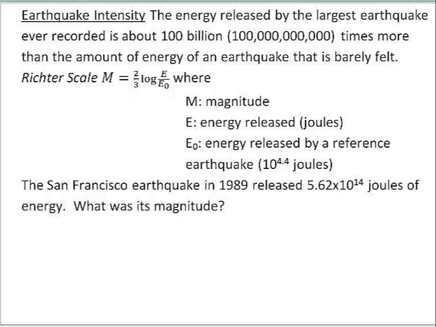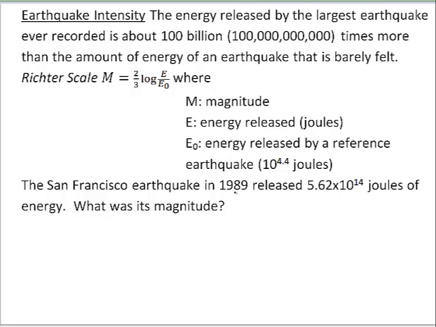The energy released by the largest earthquake ever recorded is about 100 billion times more than the amount of energy of an earthquake that is barely felt. Keep in mind that's the scale we have to deal with. We have to think about earthquakes that we can barely feel and compare them to the most powerful ones we'd ever record. So we have to bridge this gap between 1 and 100 billion. And so again, taking the log is a way to do that.